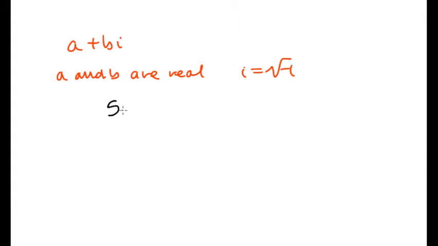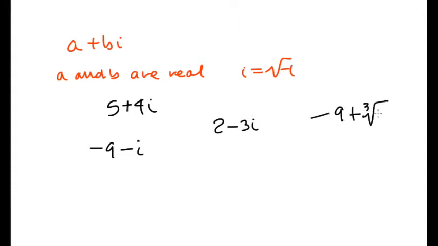Alright, 5 plus 4i. That's a complex number. One part real, one part imaginary. a and b are real, i is equal to √-1. Negative 9 minus i, that's a complex number for sure. 2 minus 3i, negative 9 plus ∛2 i. Sure, why not?